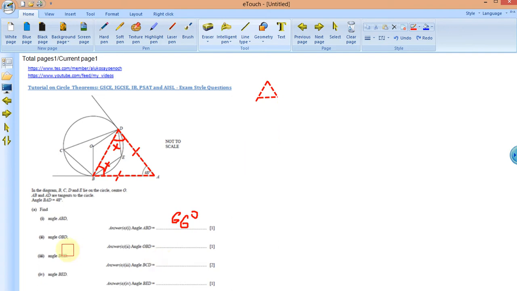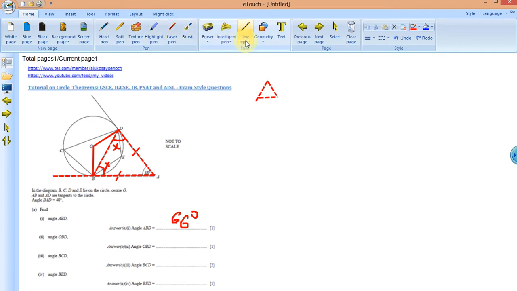To find angle OBD, this angle B here, look at this now. Since this is a tangent, I want to extend this AB down here. Don't forget that tangent to radius is 90 degrees. OB and OD are radii, so the tangent to the radius is 90 degrees.